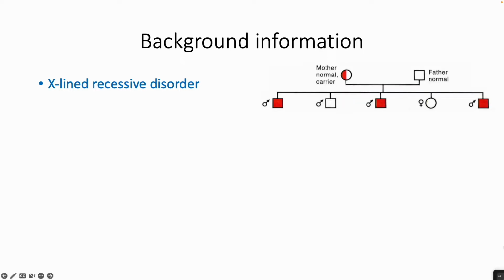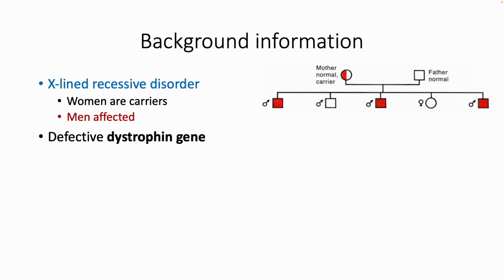Duchenne Muscular Dystrophy is an X-linked recessive disorder, as you can see from this diagram here. And it means that women are normally carriers and men are the only ones affected by the condition. It is a rapidly progressive condition. It is caused by a defective dystrophin gene on the X chromosome, and a third of all cases are new mutations.